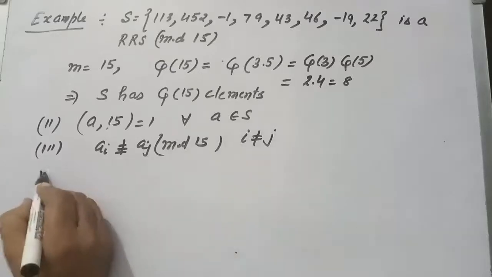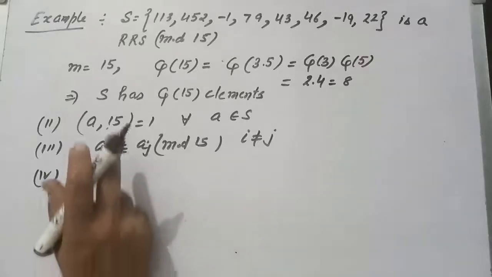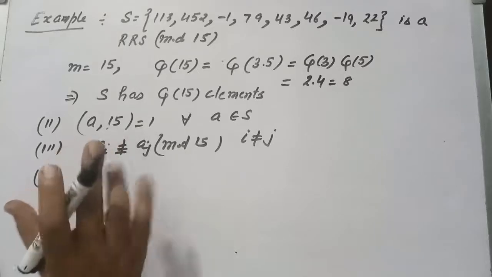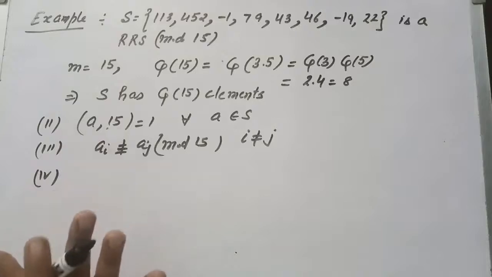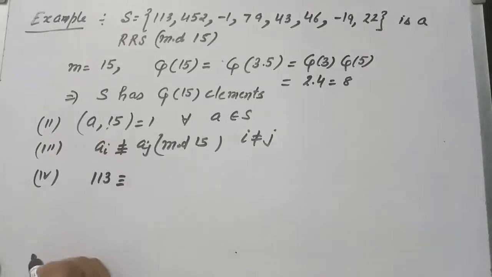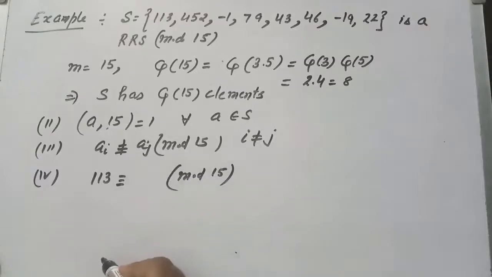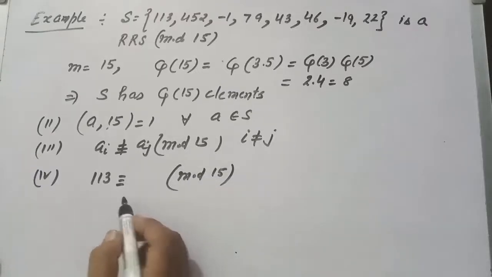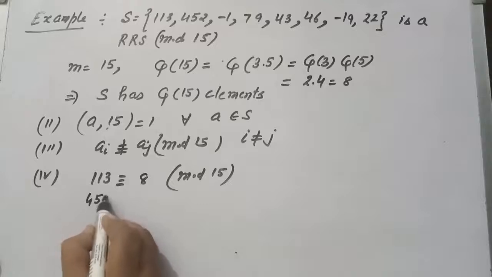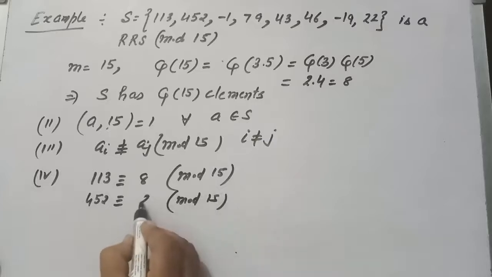Now the last condition is that any integer outside X, any integer which has GCD 1 with respect to 50. The fourth condition can be checked easily by this method. Divide 113 by 15, and you will get the remainder 8. 452 when divided by 15 will give you the remainder 2.